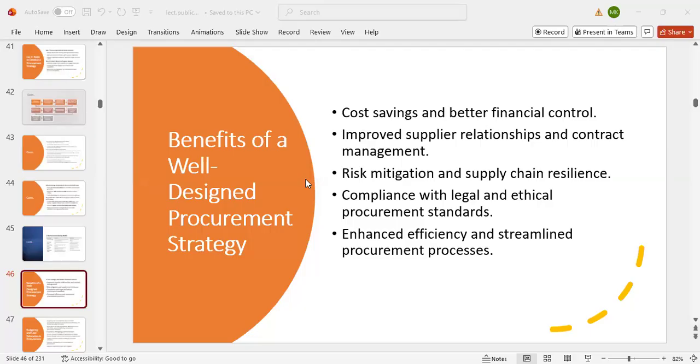Okay. Compliance with legal and ethical procurement standards. Ofori, go ahead. Yeah, this talks about you being guided by the act when it comes to legal matters, so you don't go overboard in that instance.